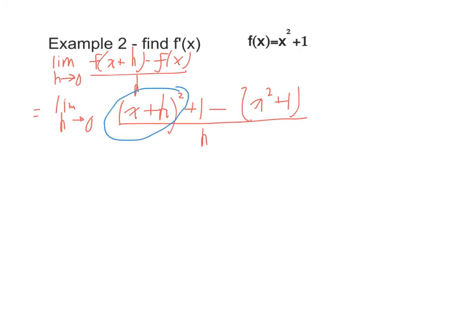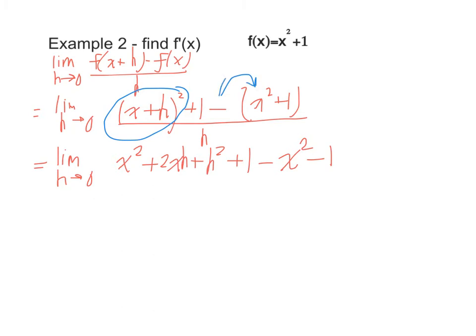This is going to create a lot of extra work. What that's telling you to do is take x plus h and square it, or in other words, write it twice and then FOIL it. When you FOIL (x plus h) squared, you get x squared plus 2xh plus h squared. Then we have a plus 1 attached at the end, a minus x squared, and a minus 1. Here again, I'm distributing the negative to both parts there.